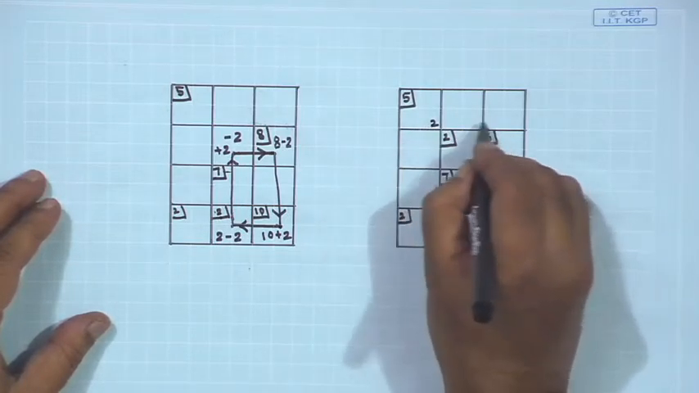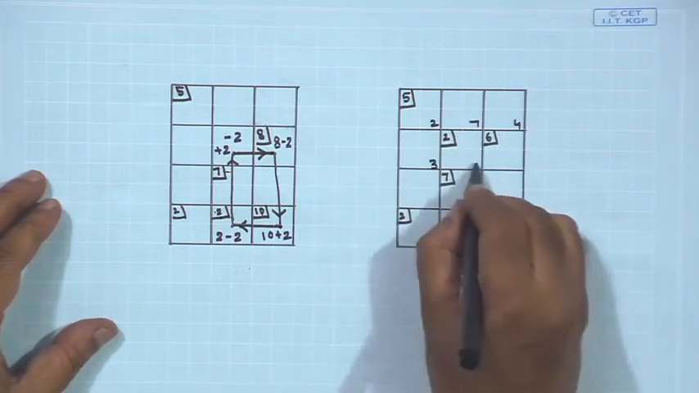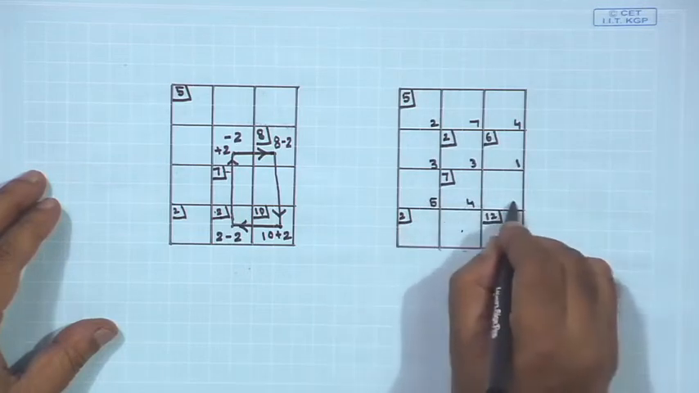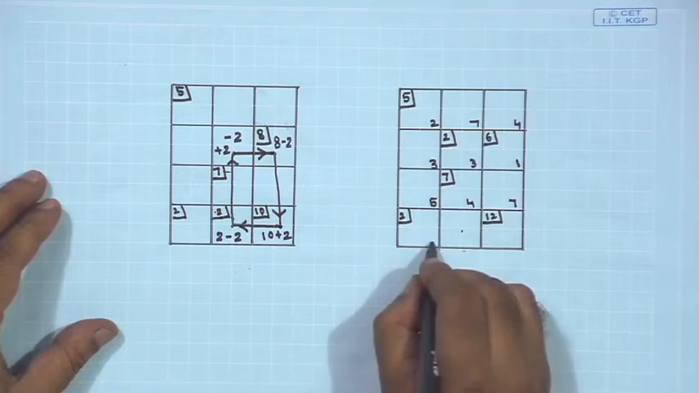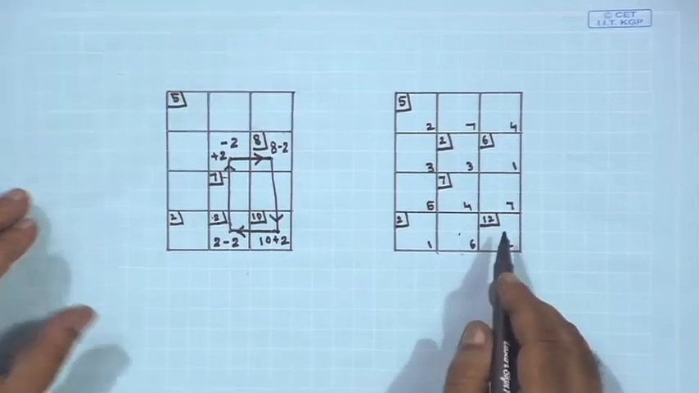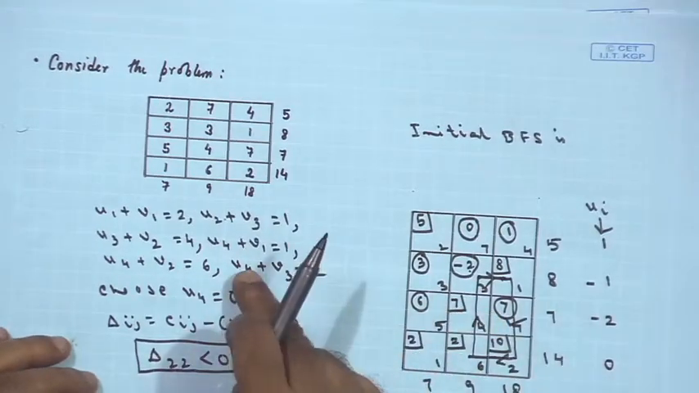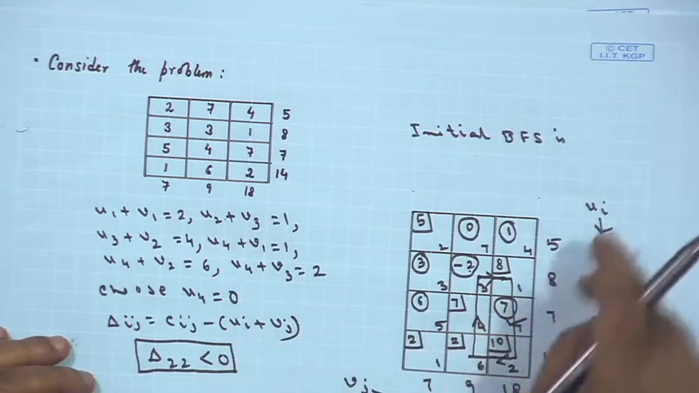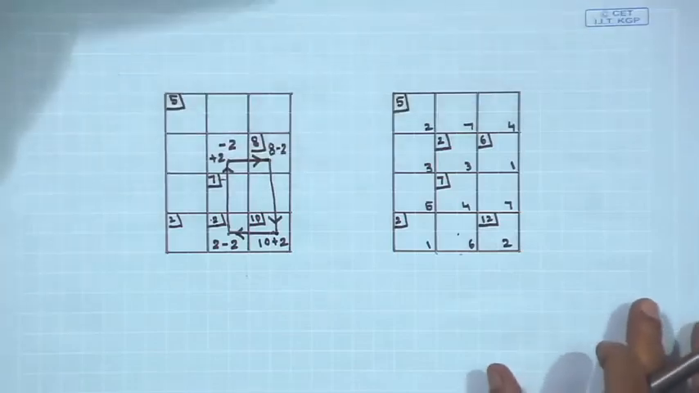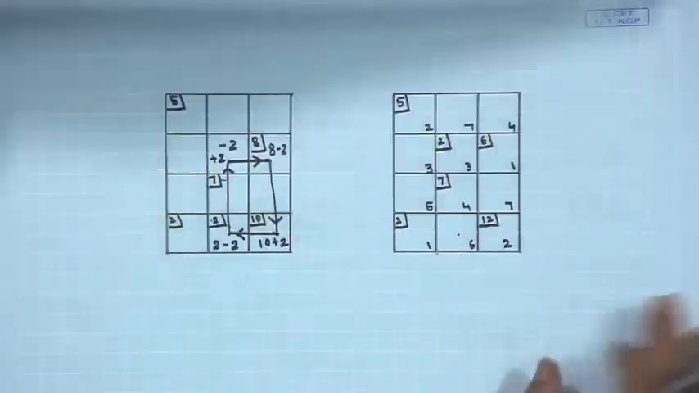274, then 331, 547, 162. So, once I am doing this, then following the same method, again you have to calculate the values of u i and v j, and then you have to calculate the value of delta i j, as we have shown in the earlier example.